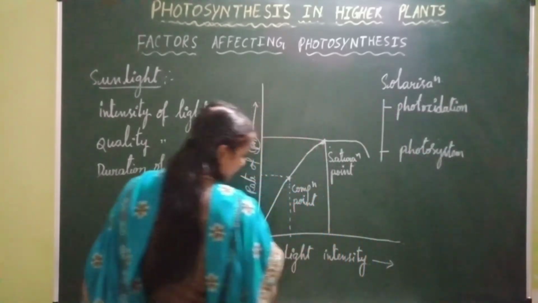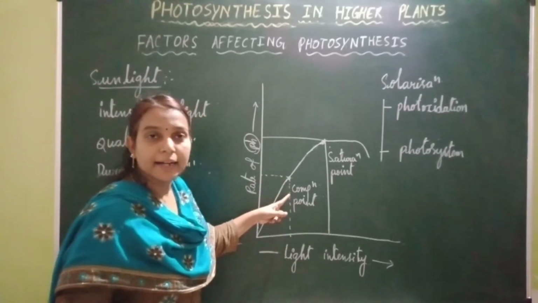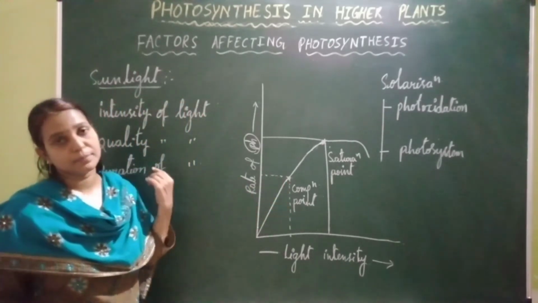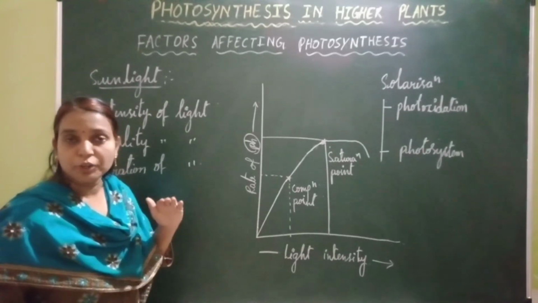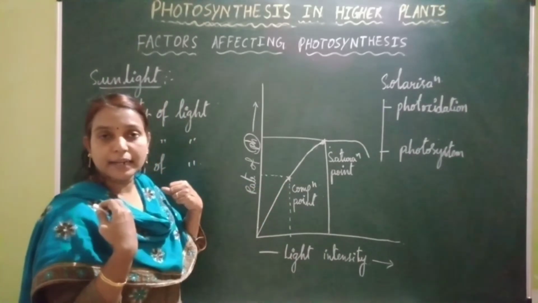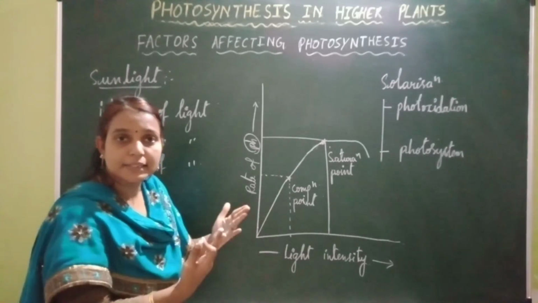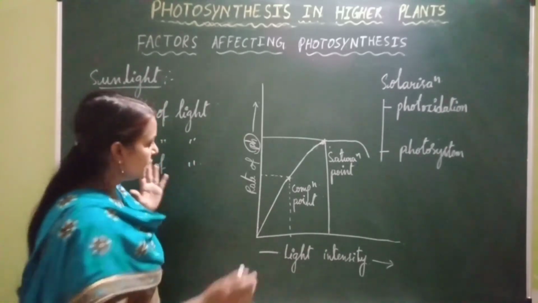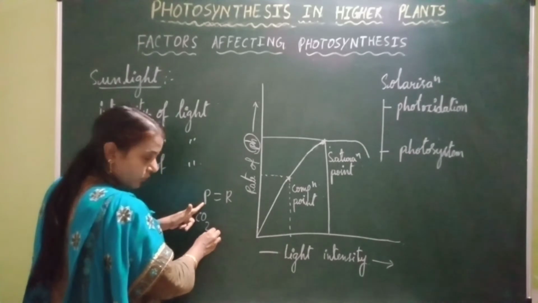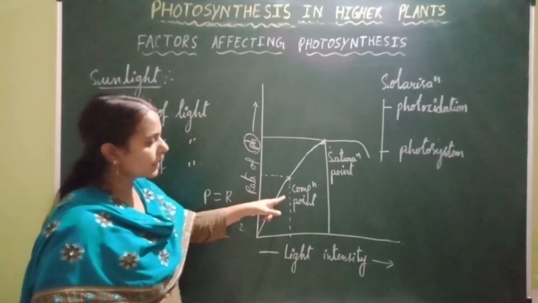When the light intensity goes on increasing, the rate of photosynthesis goes on increasing, and at one value of light intensity it reaches the compensation point. The compensation point is the value of light intensity at which the amount of carbon dioxide absorbed by the plant for photosynthesis is equal to the amount of carbon dioxide released through respiration. So the P value is equal to the R value. That is called the compensation point.